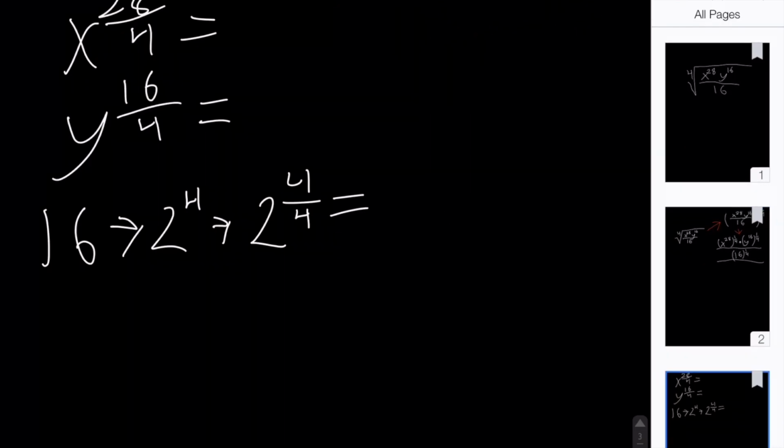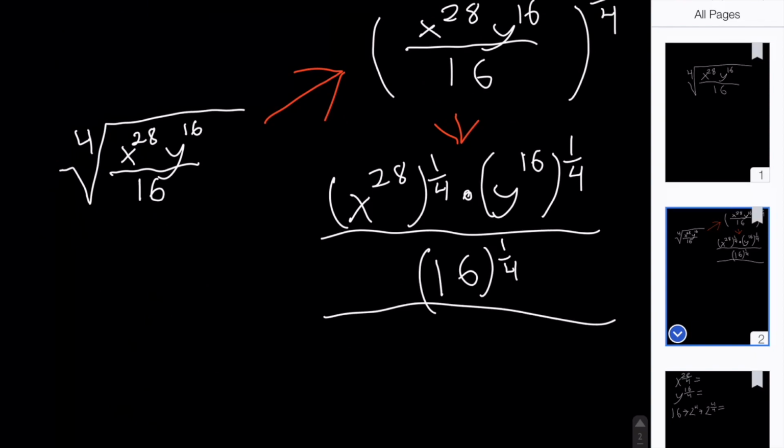We can multiply the exponents together: x to the 28th over 4, y to the 16th over 4, and we can rewrite 16 as 2 to the 4th to make it easier on us, so we'll end up with 2 to the 4 over 4. These are the results of multiplying the 1/4 into the current exponents that are on the numbers.